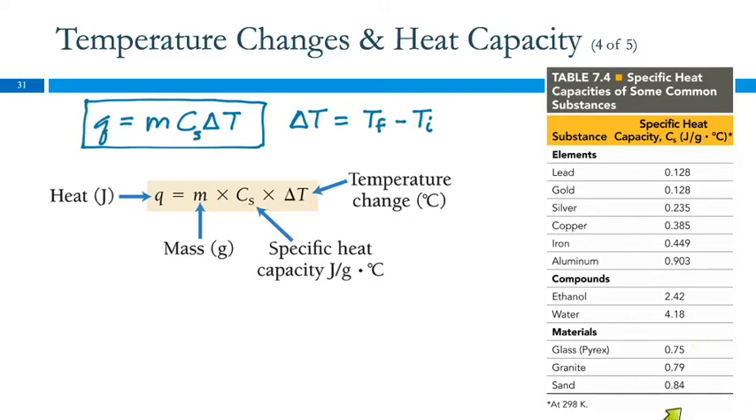So here's a useful table from your textbook. Specific heat capacities of some common substances. Joules per gram degree Celsius is the unit. So here's some different elements, some compounds, ethanol and water, and some different materials, glass, granite, and sand.